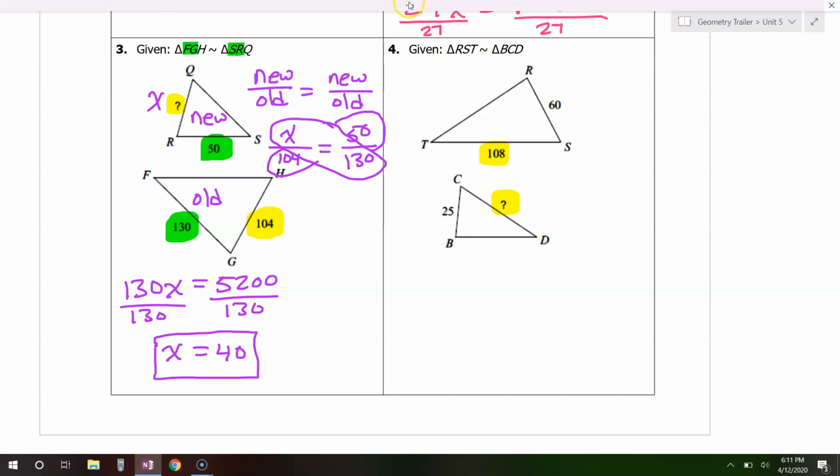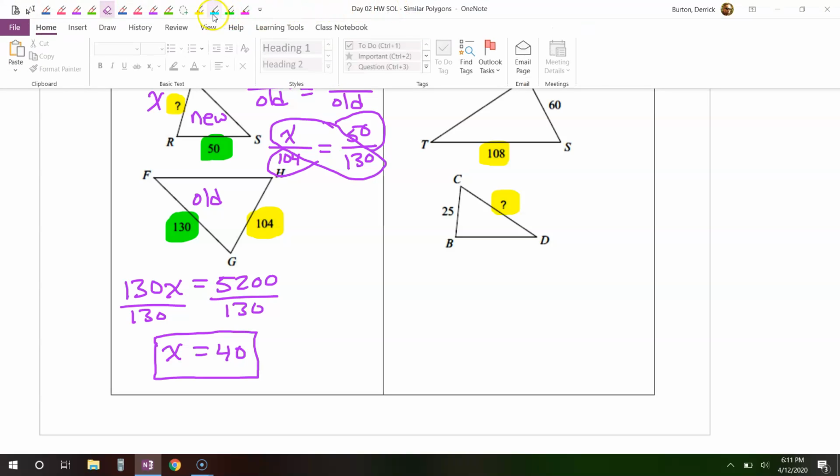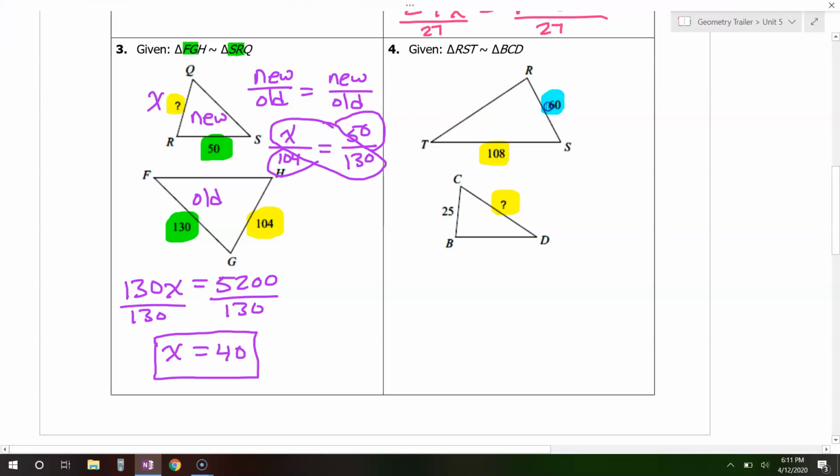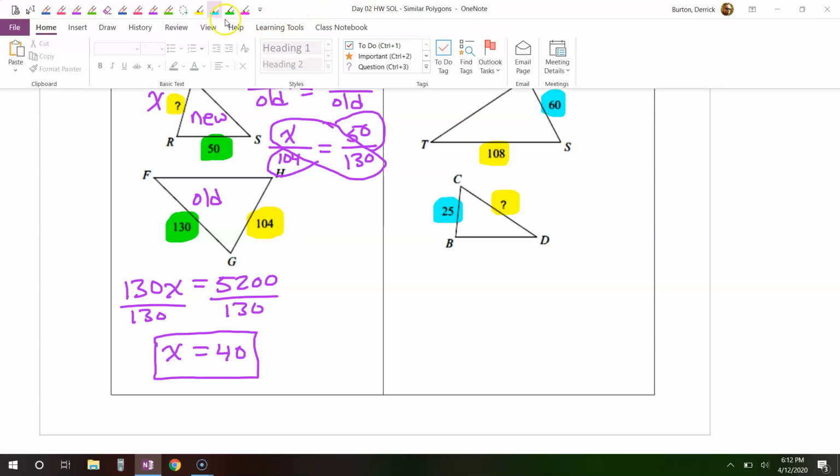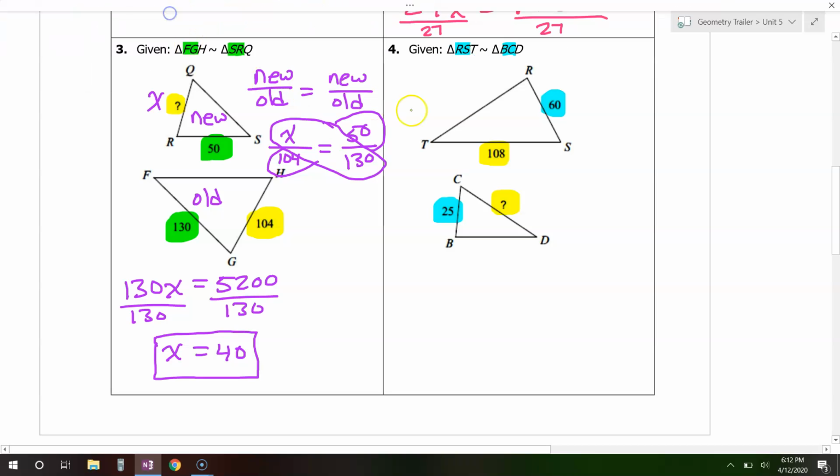All right, starting over. I see I have another number, 60, at RS. Here's RS right here. That's going to correspond with BC, and here's BC. So now we have matched up those corresponding sides.